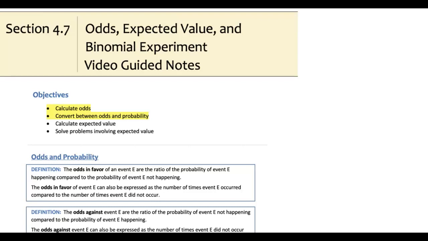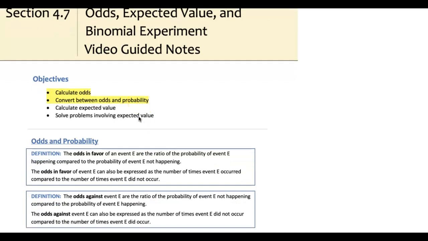Section 4.7, Video 1: Odds, Expected Value, and Binomial Experiment. In this video, we will cover the following objectives: calculate odds, and convert between odds and probability. Let's start with a few definitions.